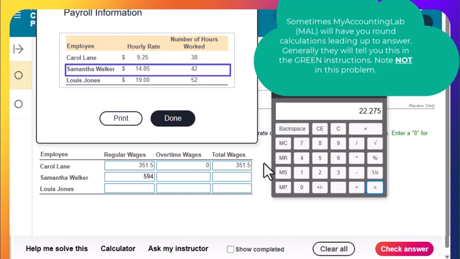So notice we are not going to be rounding this calculation here when we do calculate her overtime wage. Otherwise, My Accounting Lab will count it incorrect. Generally, My Accounting Lab will tell you if calculations need to be rounded in between. Here in the green writing, that was not included. So we'll be rounding the final answer if needed.